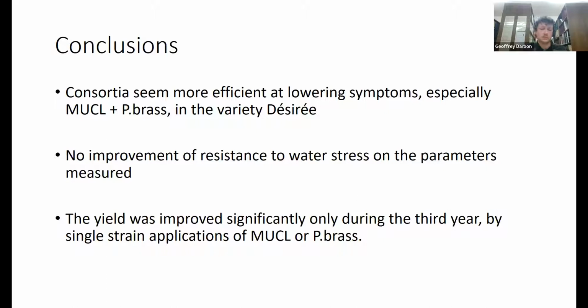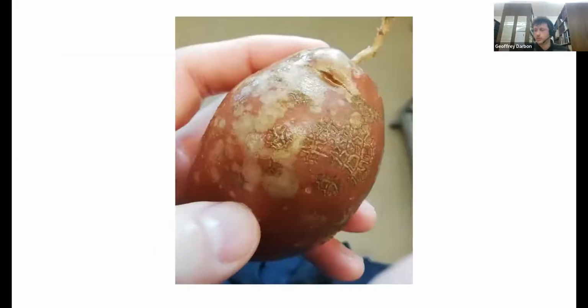And the yield was significantly improved only during the third year with the single strain application of the Rhizophagus or the Pseudomonas. I think I am done here, so I will end with this picture of a Desiree tuber infected by both of the diseases, both of the pathogens. And then I give the floor to Leo.